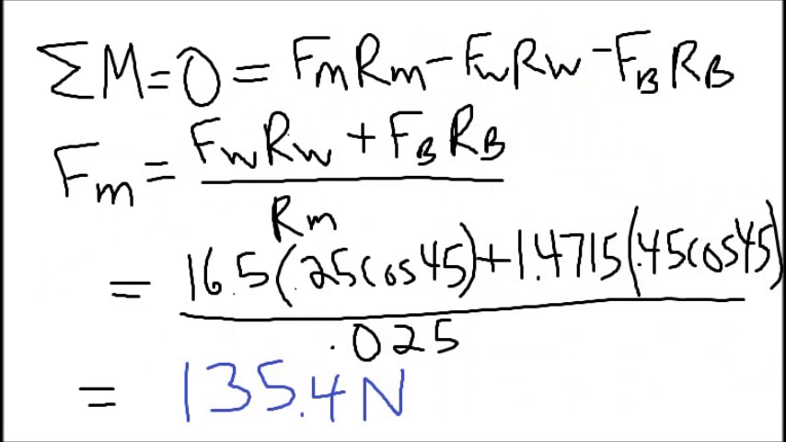Since it's a statics equation, total moment is 0, and the force of the biceps can be isolated. The force of the biceps equals the weight of the forearm multiplied by its moment arm, plus the weight of the ball multiplied by its moment arm, and all of that is divided by the moment arm of the biceps. So the force of the biceps is 135.4 newtons before the throw. That concludes some of the physics of a baseball throw.